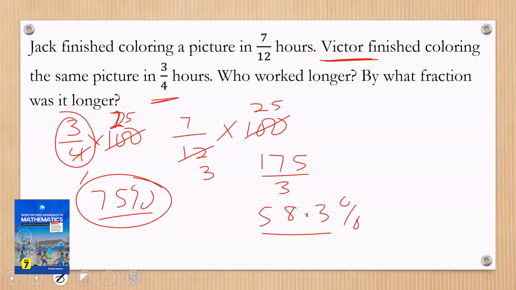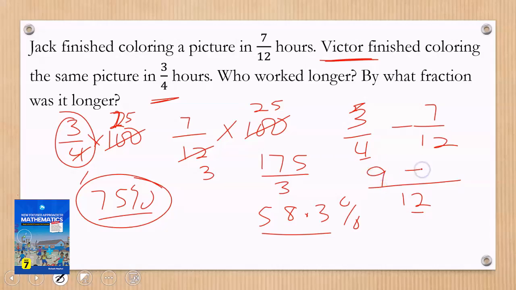Who worked longer and by what fraction was that? So it means that when we subtract 3 divided by 4 minus 7 divided by 12, we'll know the difference between the hours in which they worked. Of course, if you use the LCM method, you have 12 here. 4 can divide 12 as 3 times that will give us 9. And 12 can divide itself as 1 times 7 will give us 7.